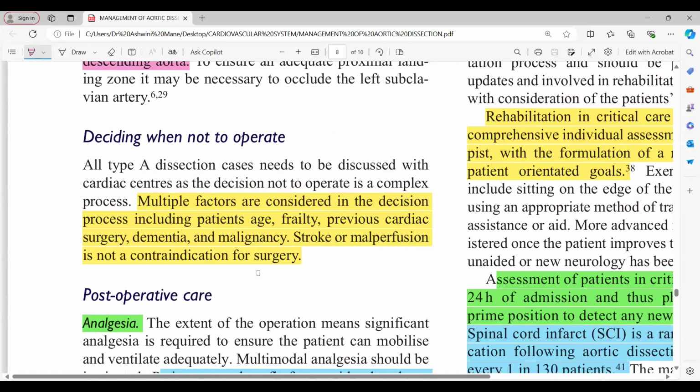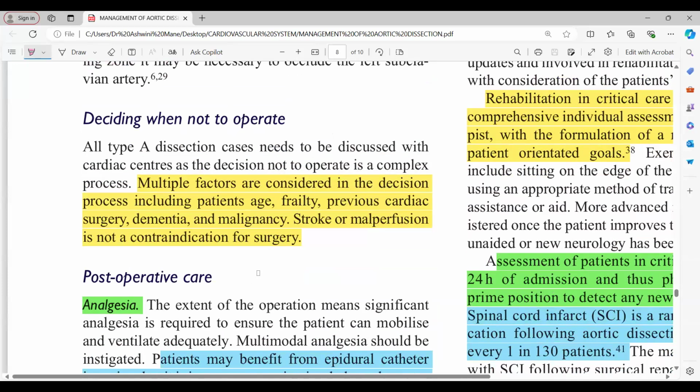Now, when not to operate. All type A dissection cases need to be discussed with the cardiac center, as the decision not to operate is a complex process. Multiple factors are considered in the decision process, including patient's age, frailty, previous cardiac surgery, dementia, and malignancy. Stroke and malperfusion are not a contraindication for surgery.